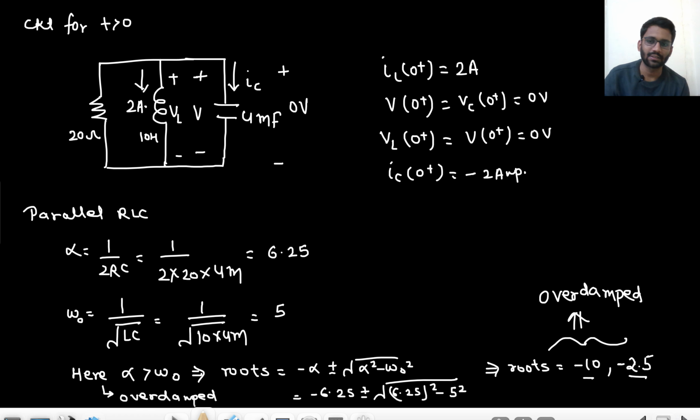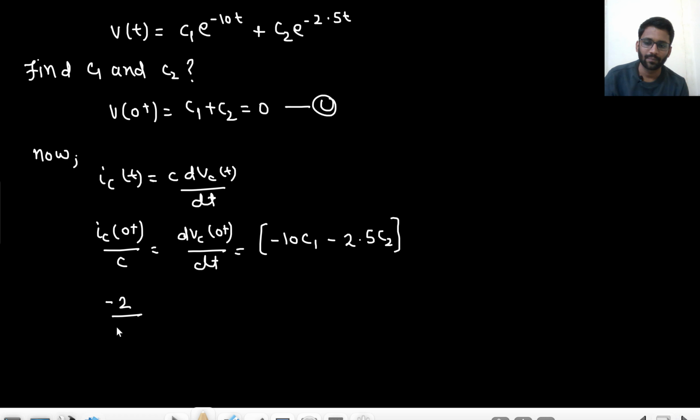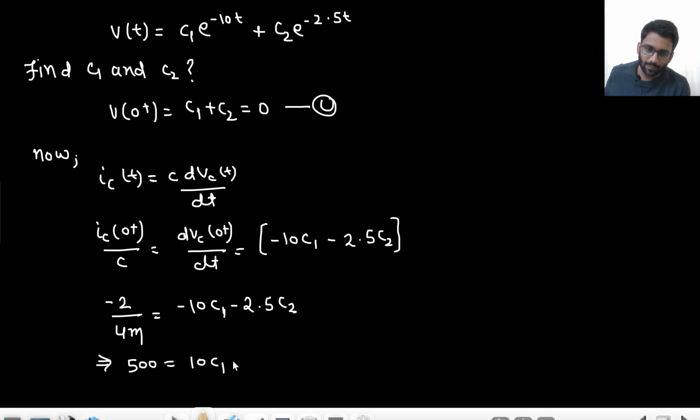Minus 2 by what is the value of capacitor C? That is 4 milli. Equals minus 10 C1 minus 2.5 C2. So 500, it will be 500 around. Yeah, 500 is equal to 10 C1 plus 2.5 C2. Actually, a bit of complex calculation is there, but for placements they won't ask you this question, but in GATE they can ask you the calculation as well. Okay. Now you have two equations.